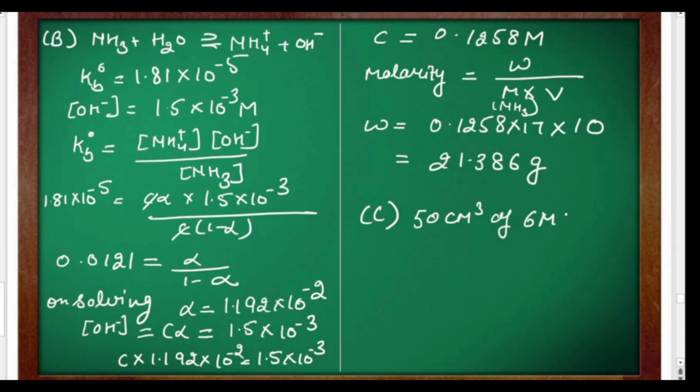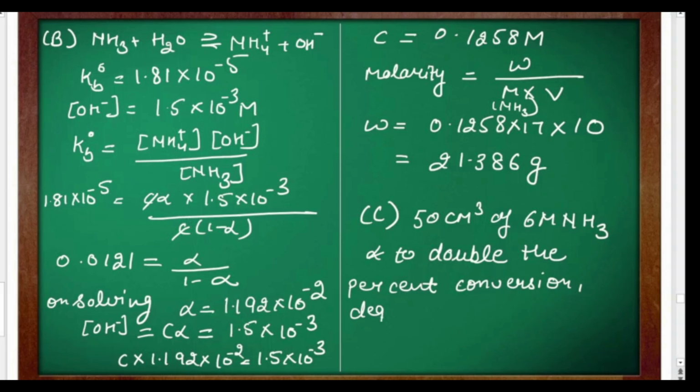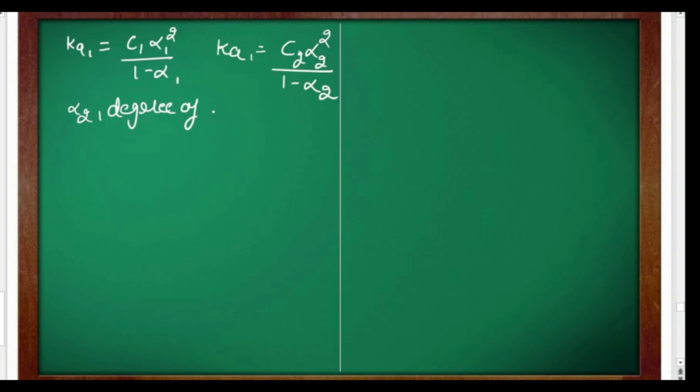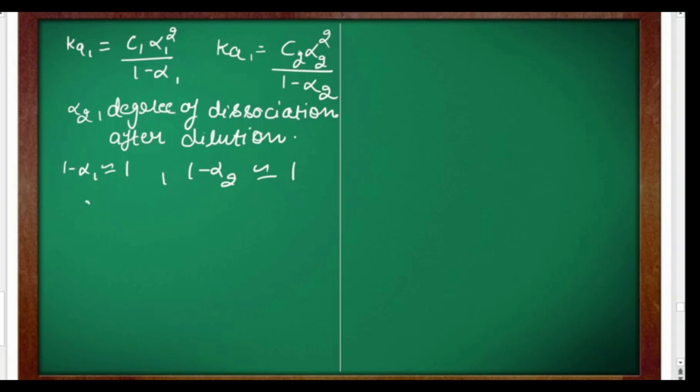In Part C, given 50 cm³ of 6 molar ammonia. To double the percent conversion, degree of dissociation also becomes double. Alpha 2 is equal to twice alpha 1. Ka is equal to C1 alpha 1 squared divided by 1 minus alpha 1. Ka is equal to C2 alpha 2 squared divided by 1 minus alpha 2. Degree of dissociation value is very low and can be neglected in comparison to 1. Dissociation constant does not change on dilution. So C1 alpha 1 squared is equal to C2 alpha 2 squared.